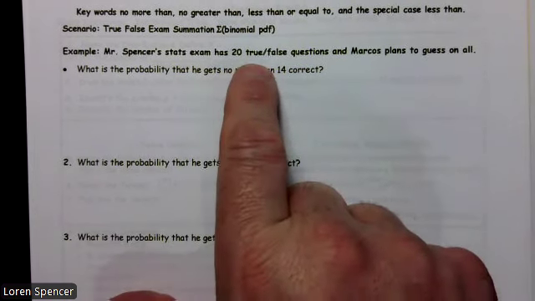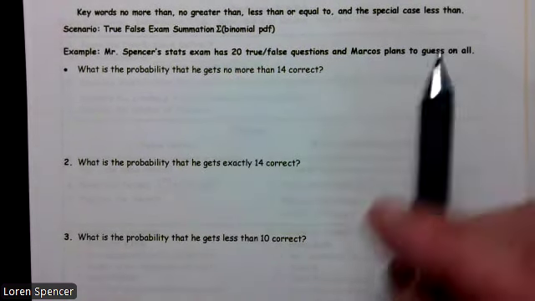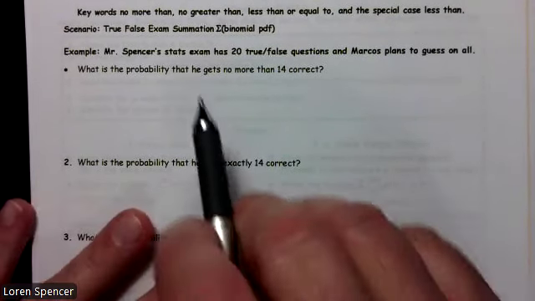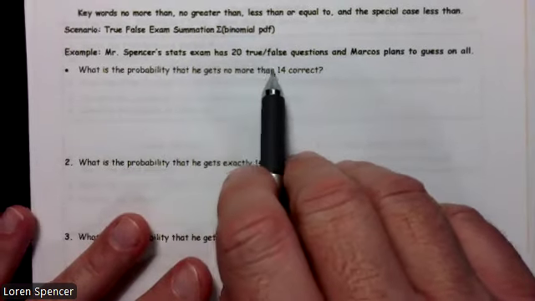This is Marco guessing on Mr. Spencer's stats exam. I don't think that's going to work out very well for Marco. So, Mr. Spencer's stats exam has 20 true false questions, and Marco plans to guess on them all because he didn't study. All right. So, what's the probability he gets no more than 14 correct?